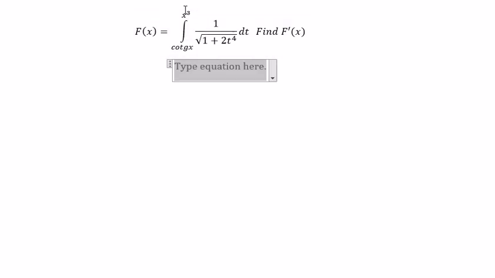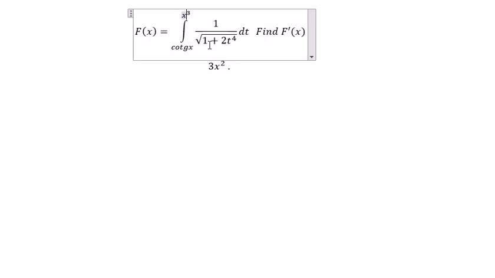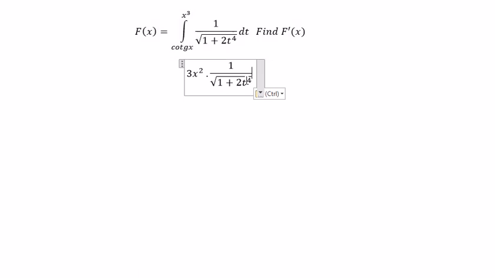First, we need to find the derivative of x to the power of 3. So you get 3x to the power of 2, multiplied with, we input this number in this function in here. So that's x to the power of 3 to the power of 4. 4 multiplied with 3, you get x to the power of 12. Next, because this is in the bottom, we have the negative in here.